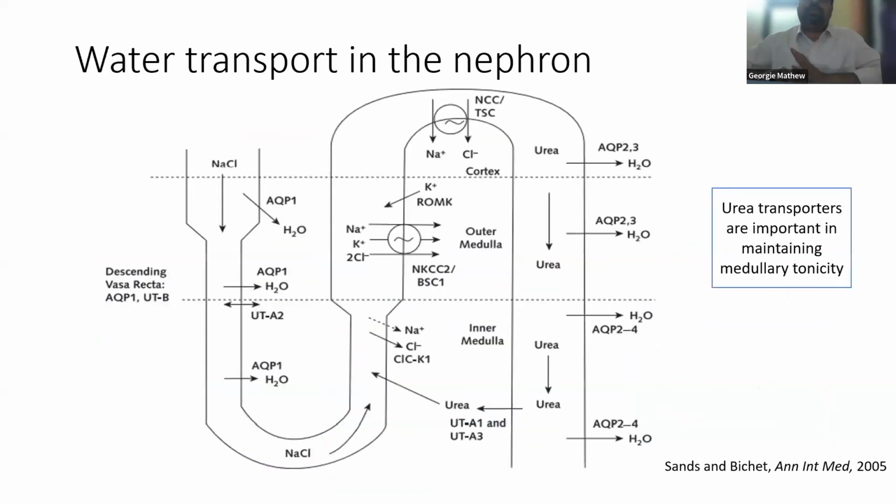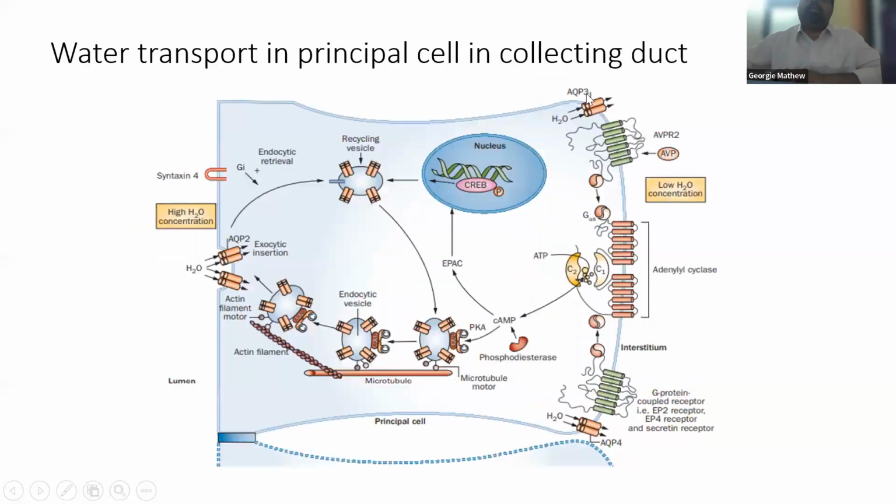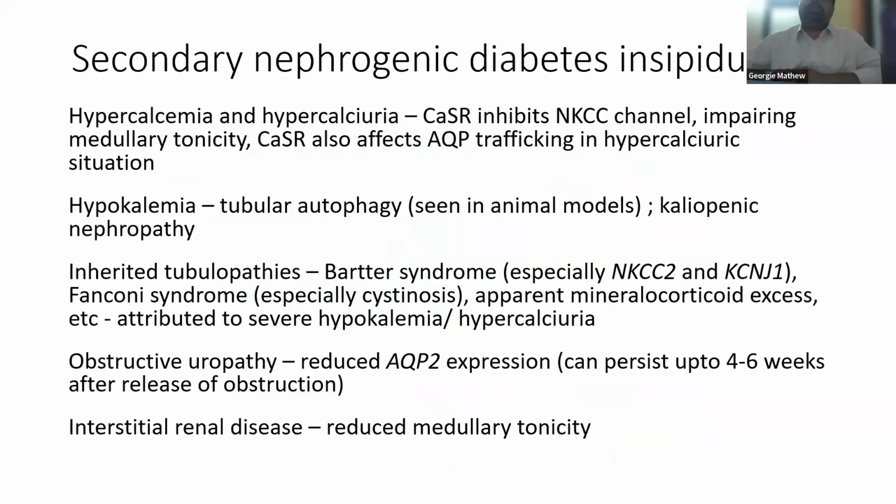I would not be going into the physiology of this. Just keep in mind that aquaporins are distributed throughout the nephron. Aquaporin 1 in the proximal tubule, urea transporters, which are important for medullary tonicity, UTA1, UTA2, UTA3, and aquaporin 1, aquaporin 7 is also there. Aquaporin 2, 3, and 4 are present in the collecting duct and the distal tubules. So this is the mechanism of action of aquaporin. Vasopressin binds to AVPR2, and by the downstream action of the cAMP and protein kinase A pathway, it inserts the aquaporin 2 from the endocytic vesicle into the luminal surface, where fluid is reabsorbed.